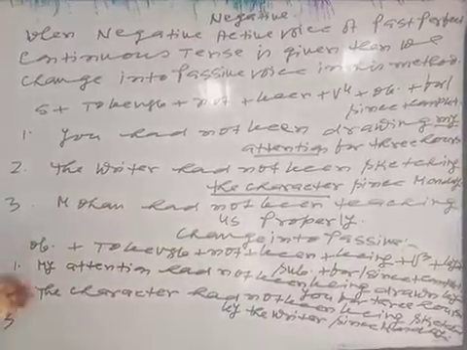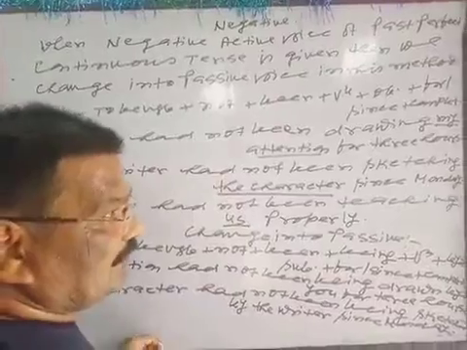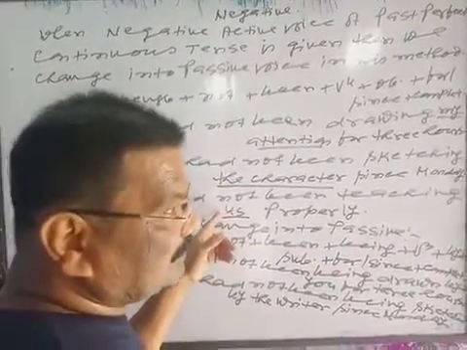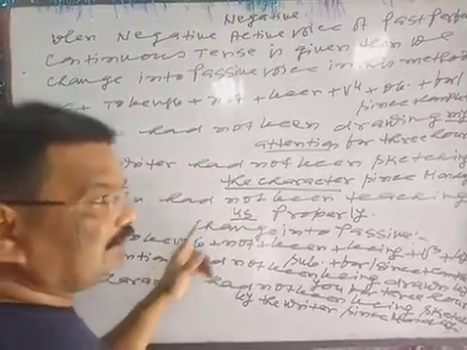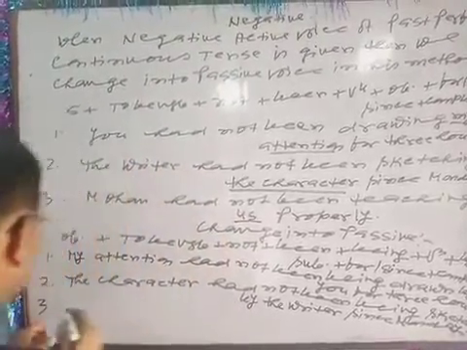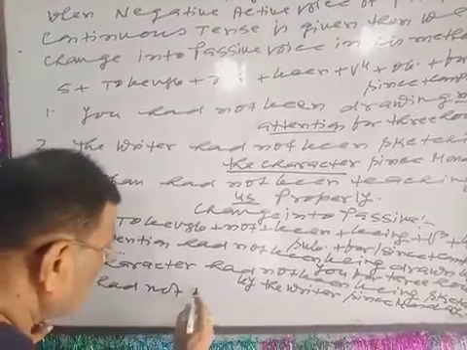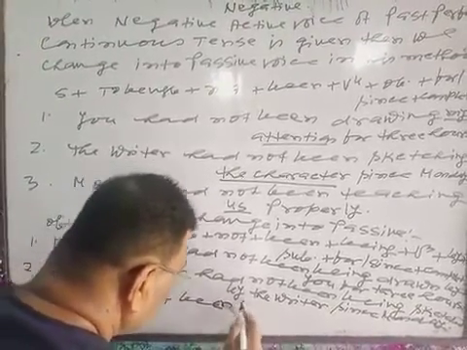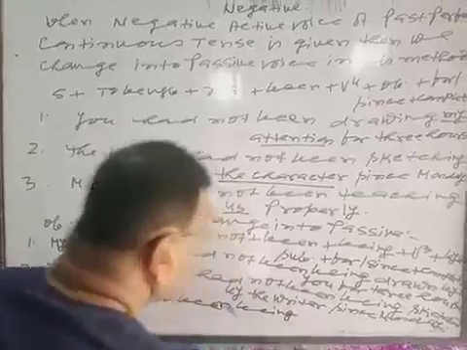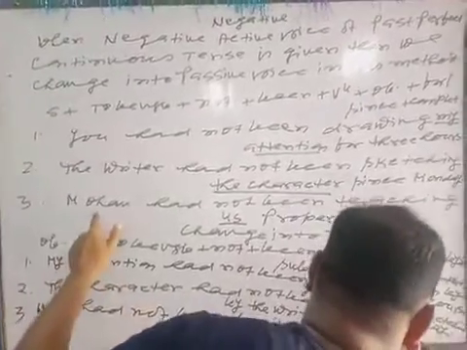And in the third sentence, us is an object and it belongs to objective case. When it comes in the place of subject, then it changes into nominative case. We had not been being taught by Mohan.